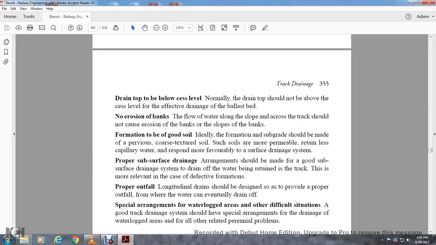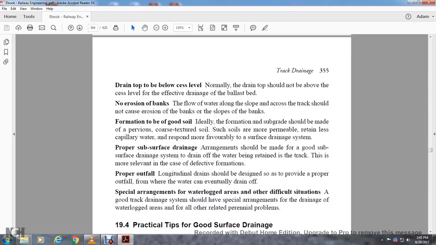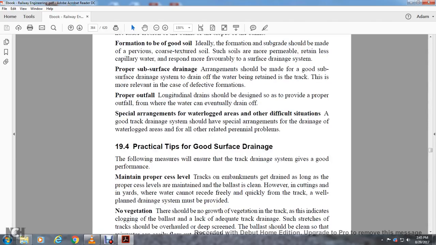Proper outfall. Longitudinal drainage should be designed to provide proper outfall where the water can effectively drain off. Special arrangement for waterlogged areas and other difficult situations. A good track drainage system should make special arrangements for the drainage of waterlogged areas and other perennial problems.